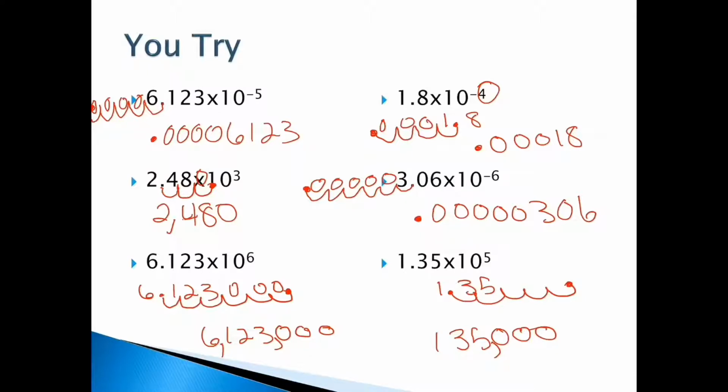All right. Hopefully by now you've got the hang of this and you're feeling pretty confident with converting numbers to scientific notation and to standard notation. If not, you can find plenty of practice online, and I will even link a practice worksheet that you can do in the resource section in the modules.